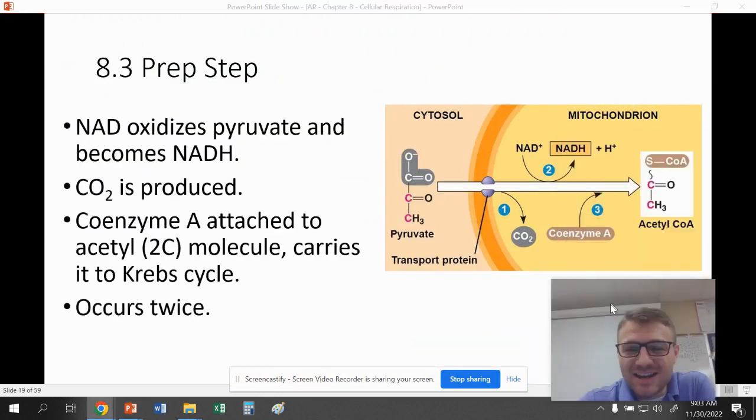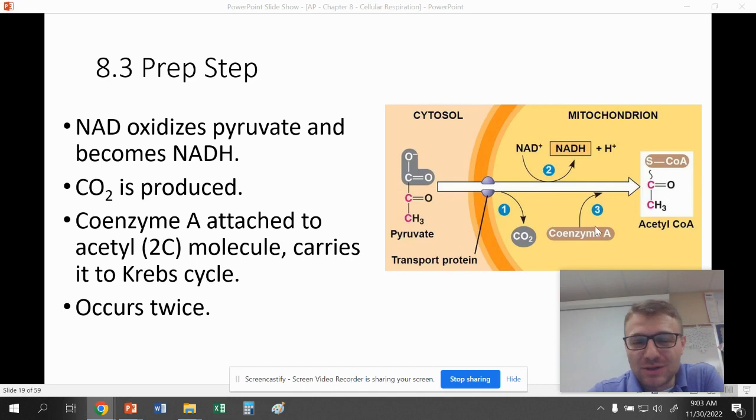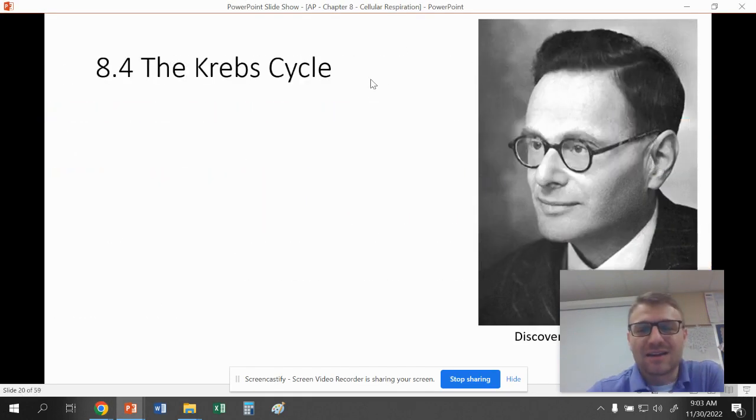So again, during this process, NAD becomes NADH, CO2 is produced, and this occurs twice because we get 2 pyruvates in through this step here. We are going to get both these pyruvates from the first step, and they're both going to be changed into acetyl-CoA, so we have to double everything for this step. But yeah, on to 8.4.